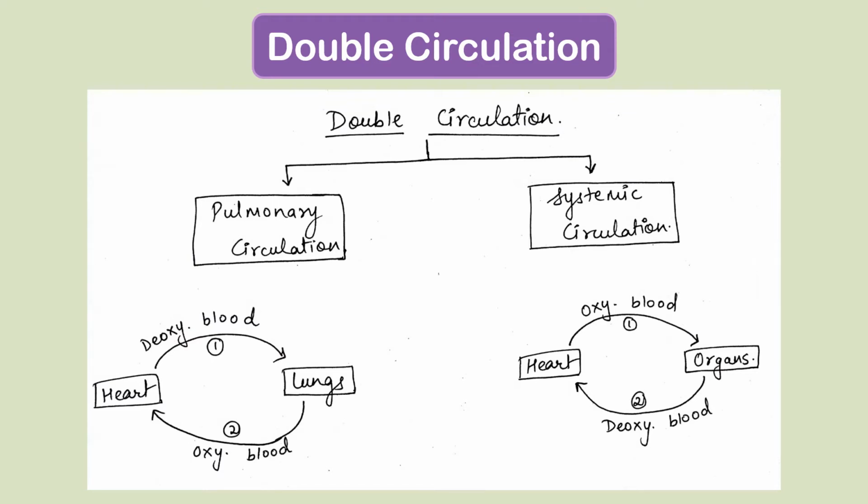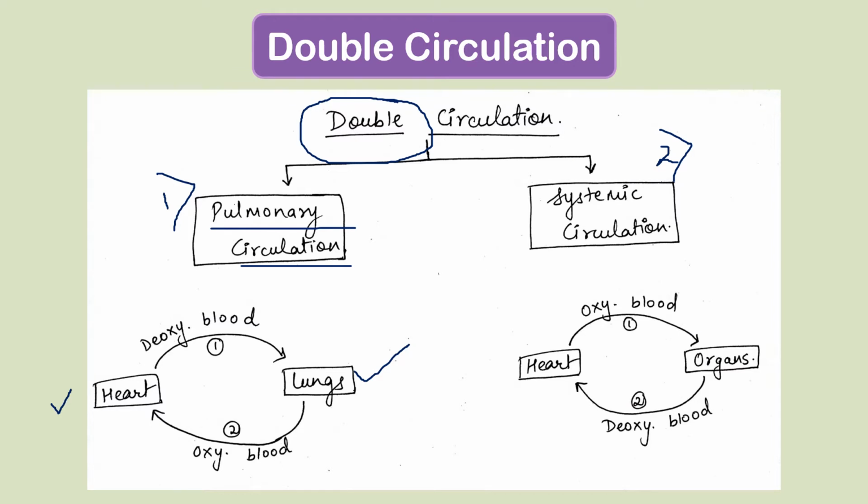Double circulation, as the name suggests, is a process due to which blood is passing through the heart twice. So the heart actually receives blood twice and it is divided into two parts. We have the pulmonary circulation and the second part is the systemic circulation. Let us first understand what pulmonary circulation is. It is actually an exchange of blood going on between the heart and the lungs.